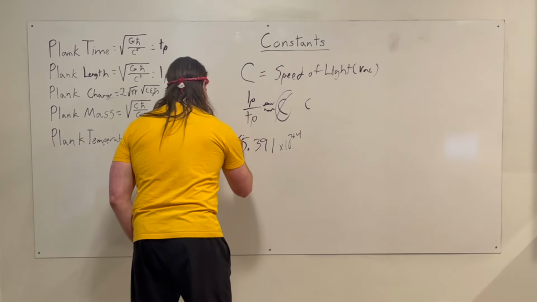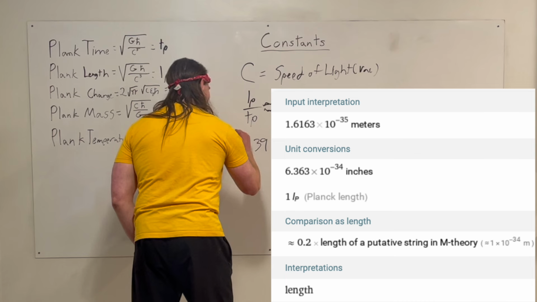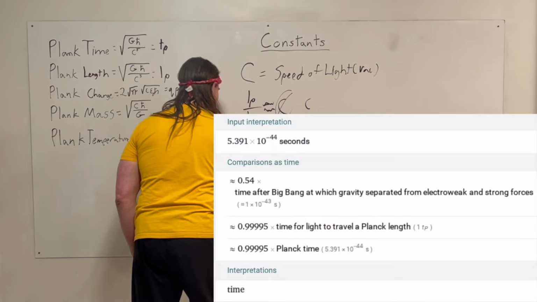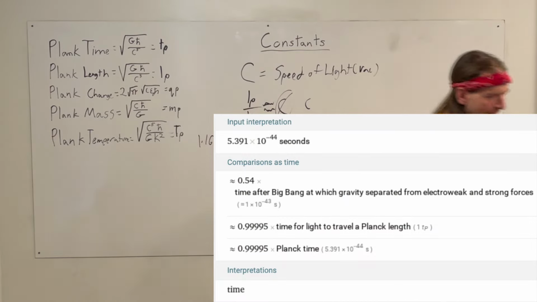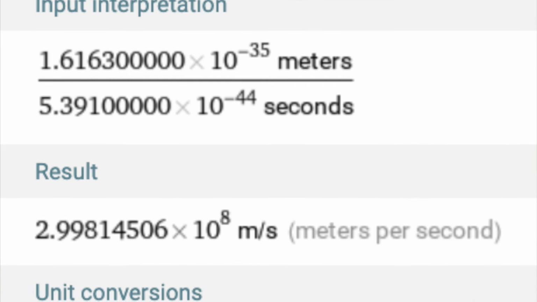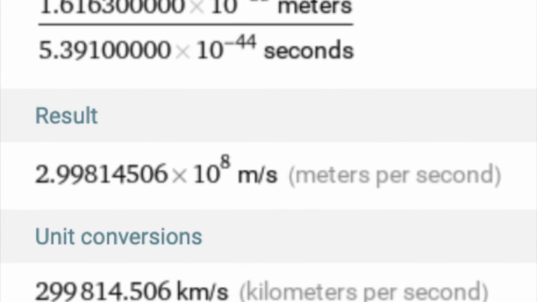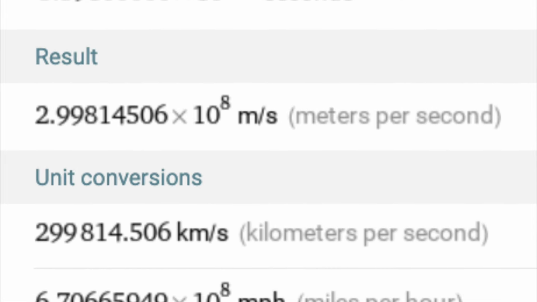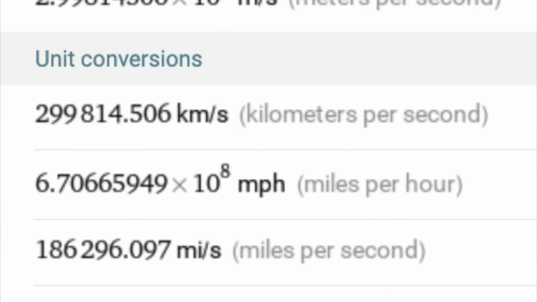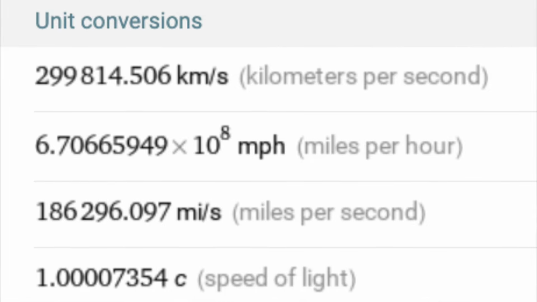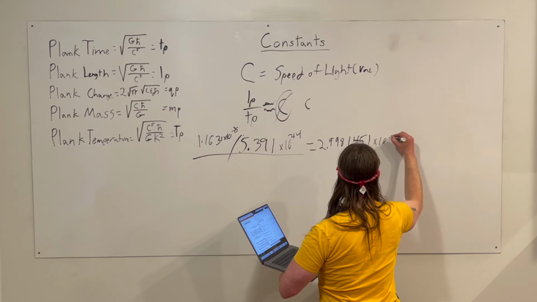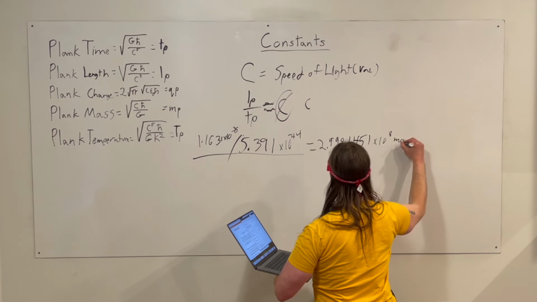But, and that's 1 times 10 to the negative 35 meters. And when you do that computation, it comes out to be, basically this ends up equaling 2.9981451 times 10 to the 8 meters per second.